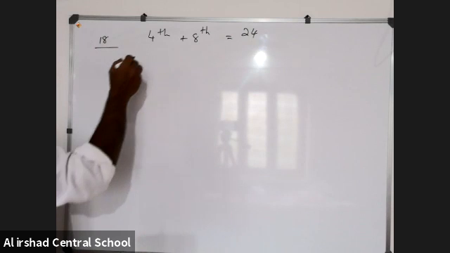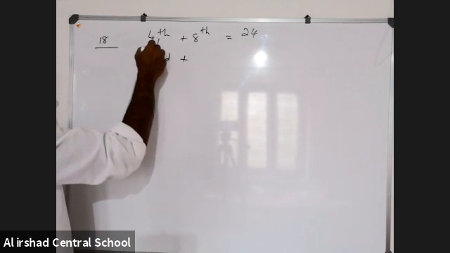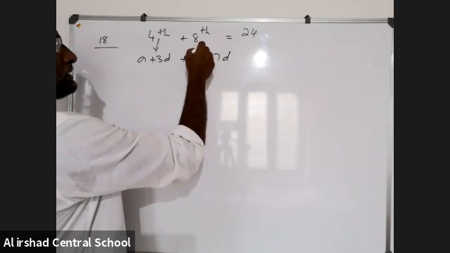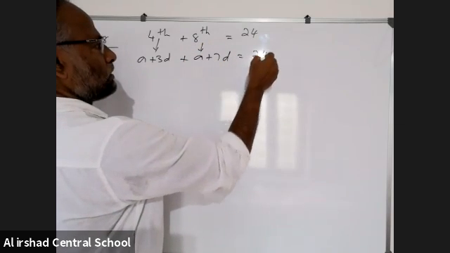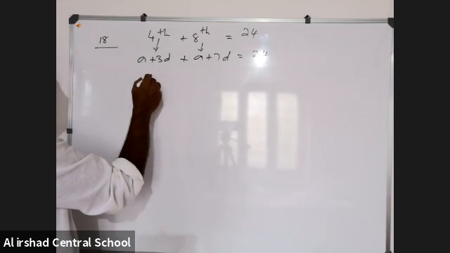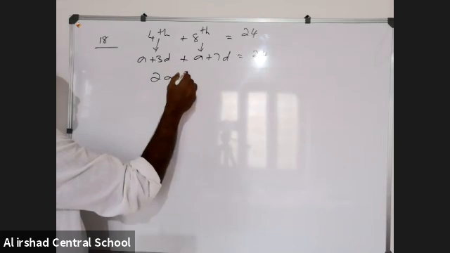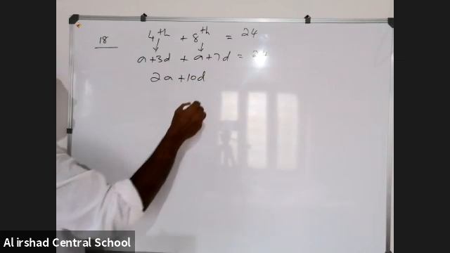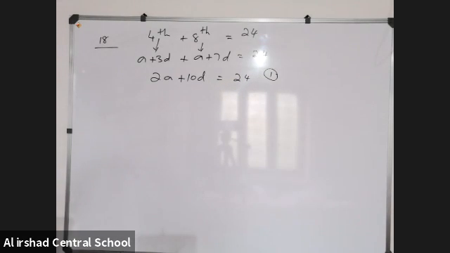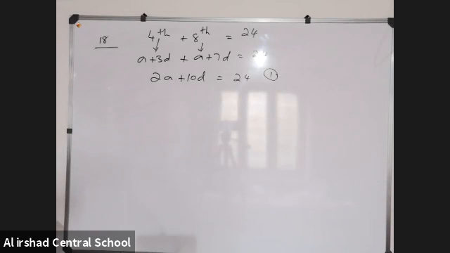First condition. A plus 3D, that is the 4th term, plus, listen here, A plus 7D, that is the 8th term, that is equal to 24. Now, A plus A, 2A, plus 3D plus 7D, that means 10D, that is equal to 24. First equation. Correct? Okay, fine.